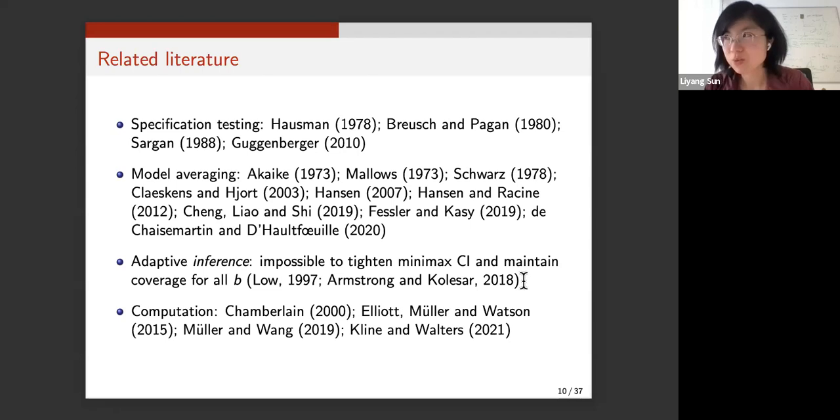I see. Yeah, I think we would have to redefine the objective that we want to optimize to do adaptive inference. So I agree. Something has to go.